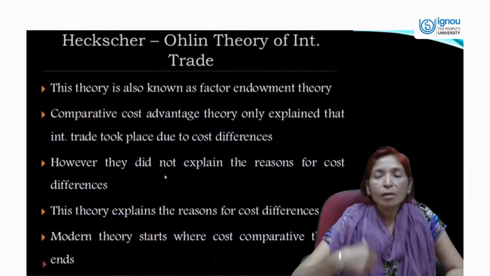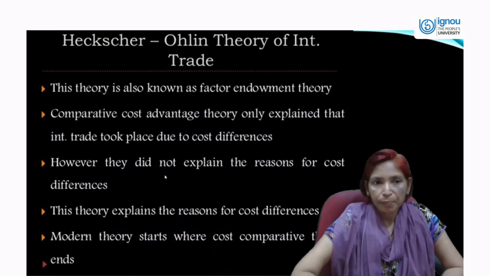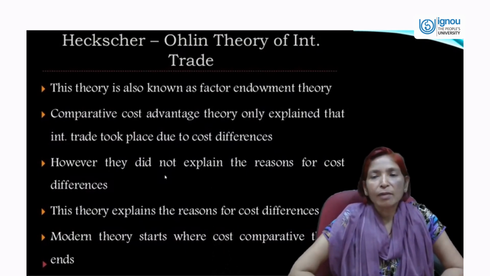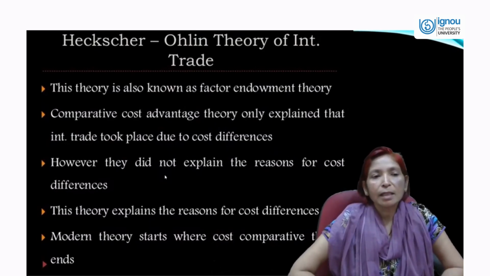Next is the Heckscher-Ohlin theory of international trade. The Heckscher-Ohlin theory is also known as the factor endowment theory. It is based on the comparative cost advantage theory, but the comparative cost advantage theory mainly explains that international trade took place due to cost differences. But the Heckscher-Ohlin theory explains factor endowment availability, because cost depends upon the availability of factors. If factors are rare, then cost will be higher. If factors are abundant, then cost will be lower.